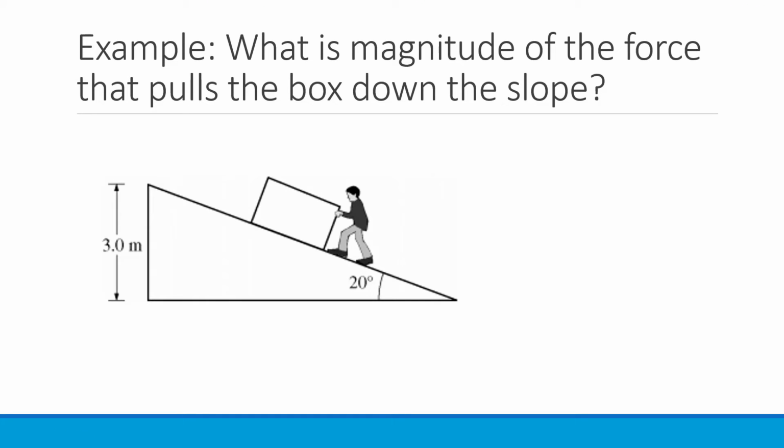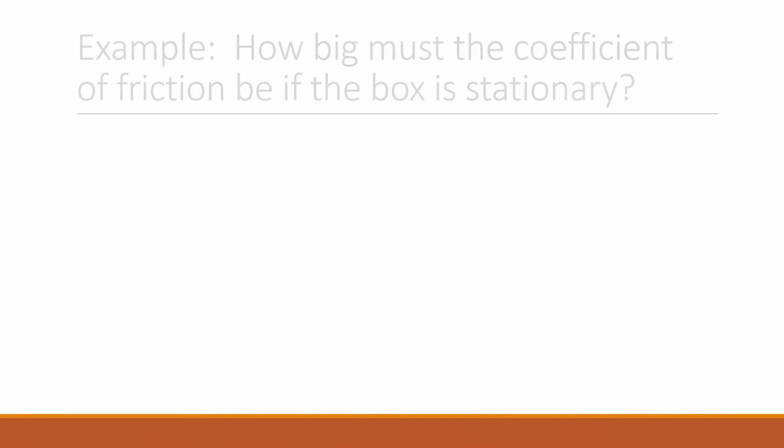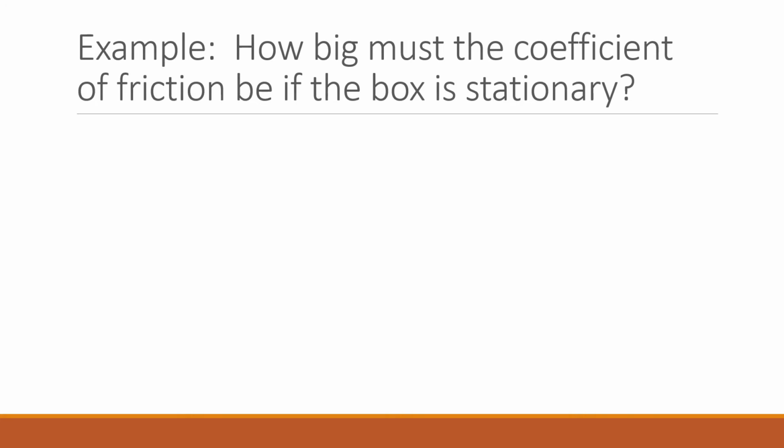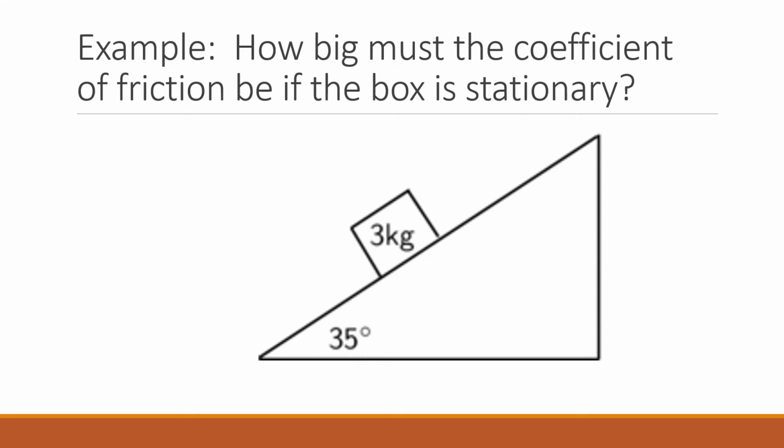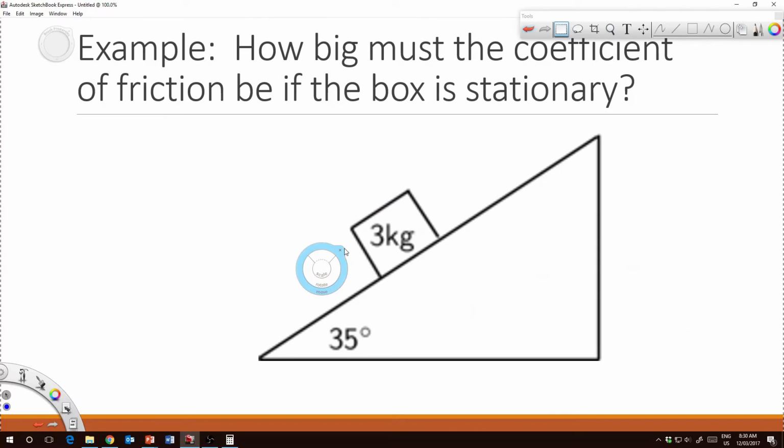All right, I think one last example. Now, here's one that sort of uses the two components of the previous example, and now you have to figure out how big the coefficient of friction must be if this box is to remain stationary. Okay, and for this, we're going to analyze it in a couple of ways.